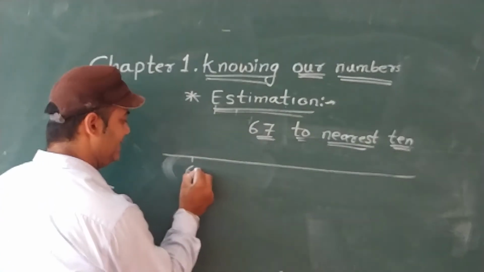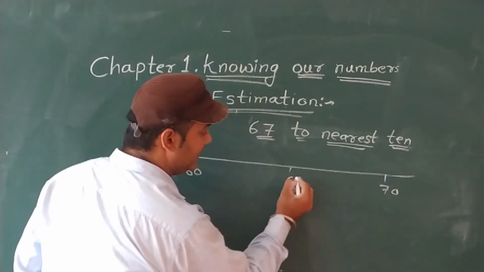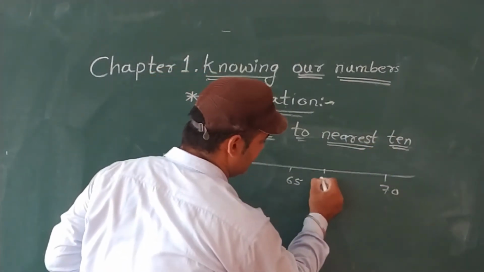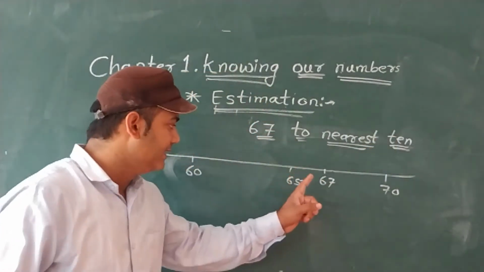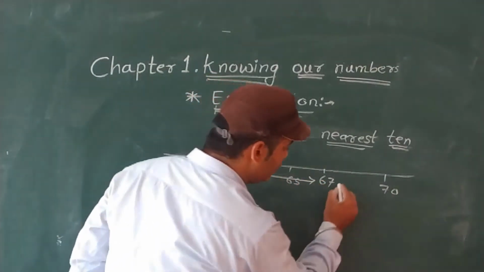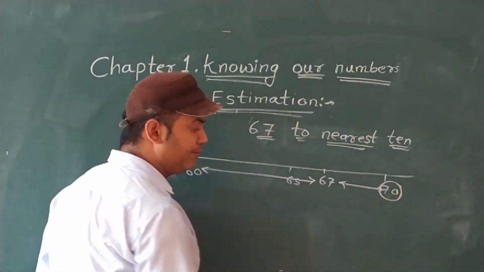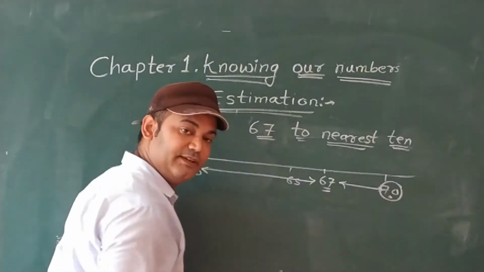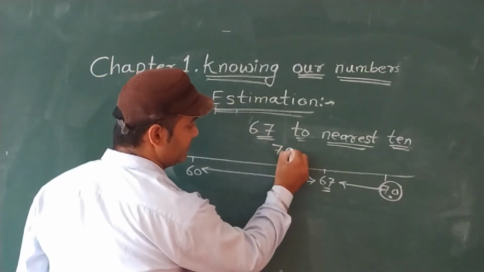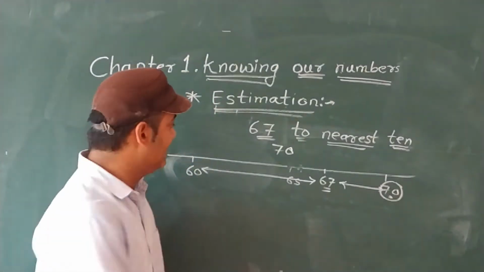Here is somewhat 60, here is 70. In the middle, there is 65. Now 67 lies on the right side. Here must be 67. Now tell me, is 67 close to 60 or close to 70? It is close to 70. Obviously, from the number line you can say 67 is close to 70. So you can say that the nearest 10 to 67 is 70. Right? Let's see another example.